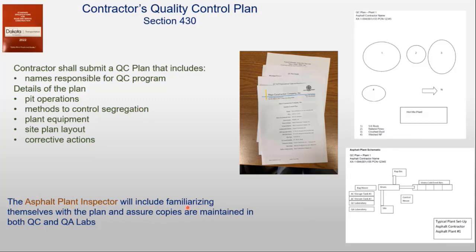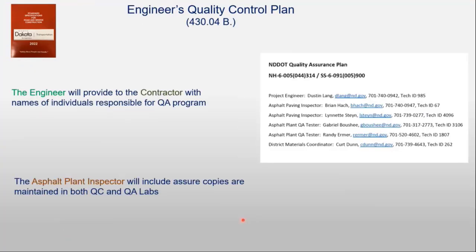That's something we should make sure we're familiar with as an inspector, and that we make sure they're in the labs. Another thing is the engineering quality control plans. That is not nearly as involved, other than the fact that they want to make sure we give the contractor access to all our phone numbers also, and that should be in the labs.